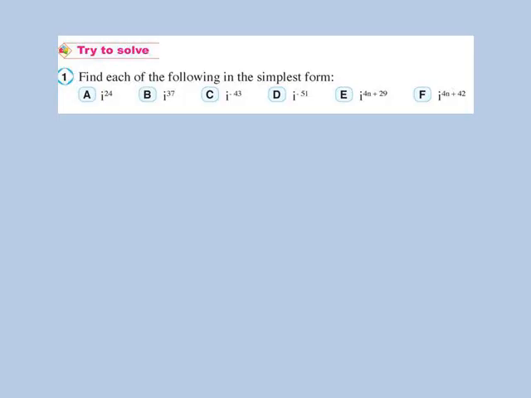Another example about different powers for i. Find in the simplest form i power 24, i power 37. It's similar to the previous example, and we will leave it for you as an exercise and we will discuss the answers in the next session.